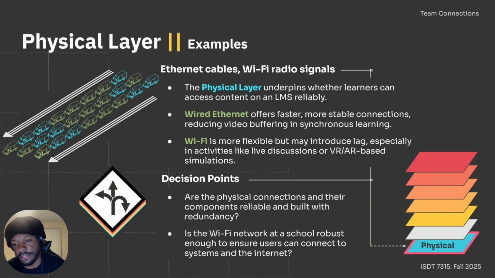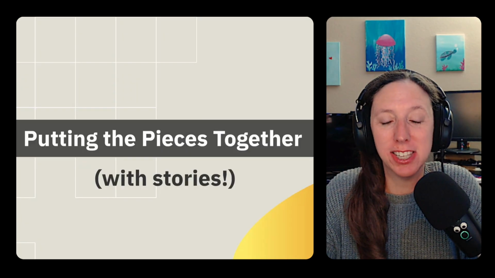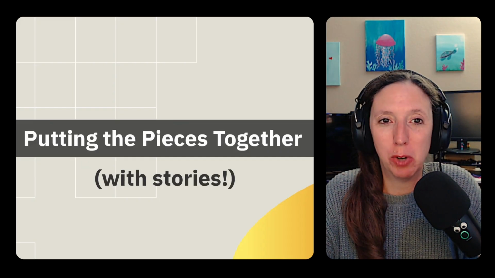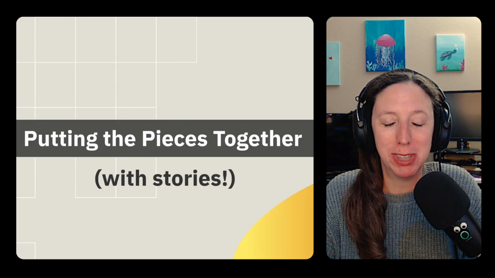That's why it's essential to ask: are the physical connections and their components reliable and built with redundancy? And is the Wi-Fi network strong enough to support users across the school? With proper planning, capacity management, and regular upgrades, a campus Wi-Fi system can deliver the consistent access needed for teaching and learning. So now let's take this information that we've shared with you and put the pieces together with some real life examples of how and what happens with networks.